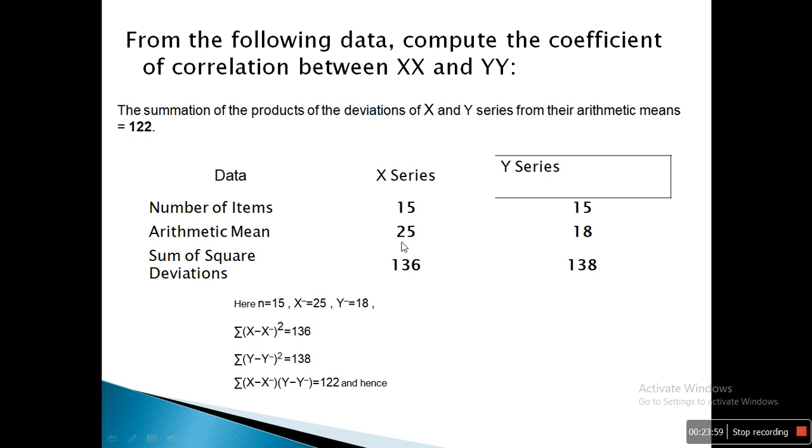So that is how you have to find out what values are given to you. Number of items in both the series is 15, so n becomes 15, and sum of square deviations of x series is 136 and y series is 138. So that is how we have got the data. We are not having the data in terms of two series and numbers, but we are given directly the values that need to be substituted in a formula. So in such a case, how will we proceed?